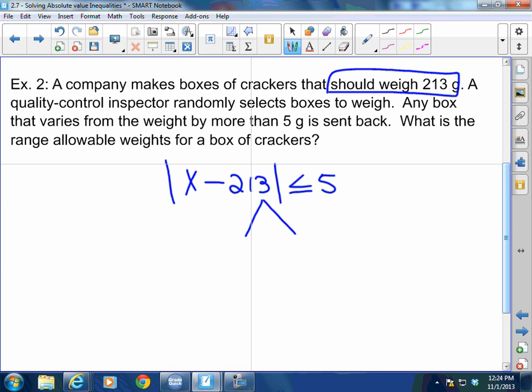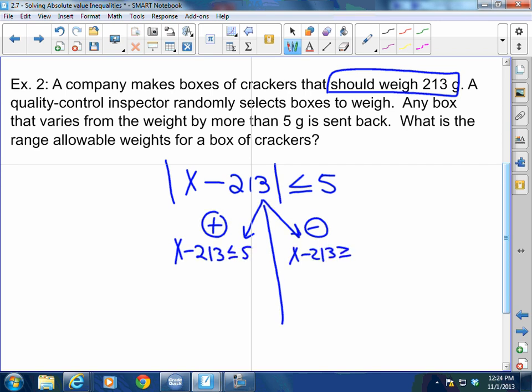Now it's Mickey Mouse. I set it up into my positive side and my negative side. So x minus 213 is less than or equal to 5. X minus 213 is greater than or equal to, I'm sorry, negative 5. Oh, look what I just did. This is negative 5. Yes, sir, thank you. I should pay attention. Good catch.